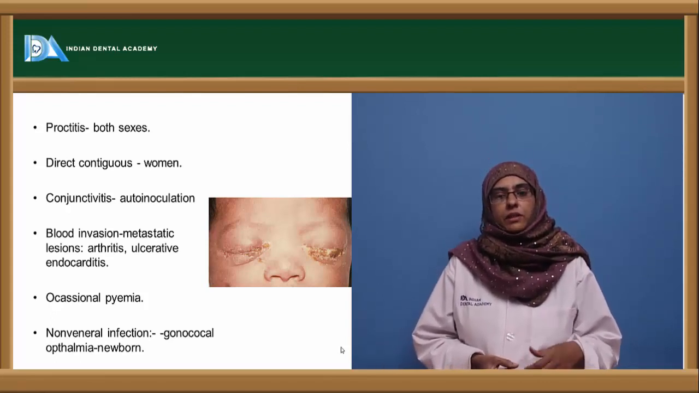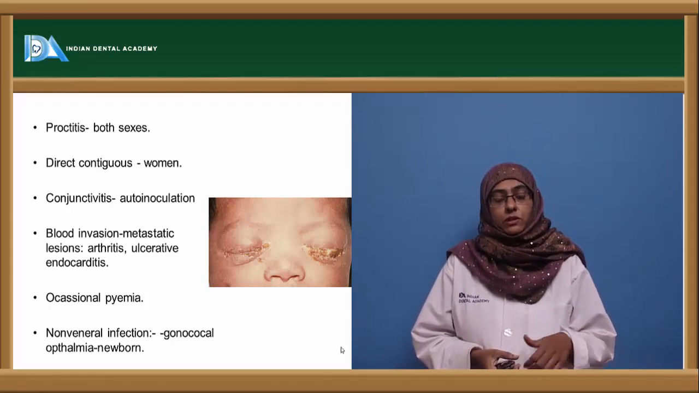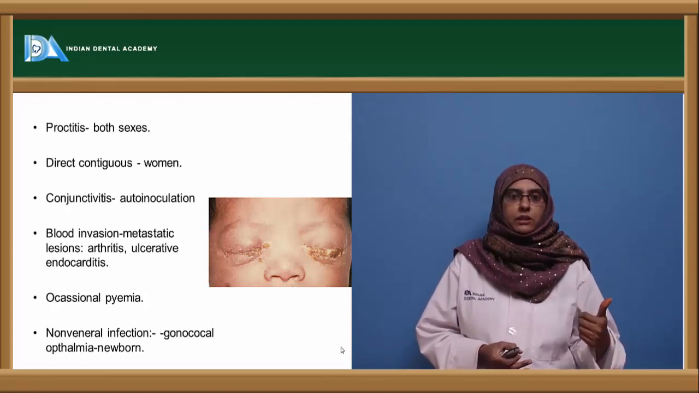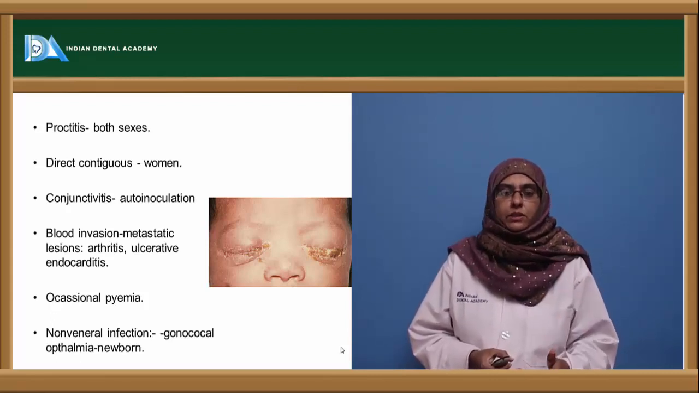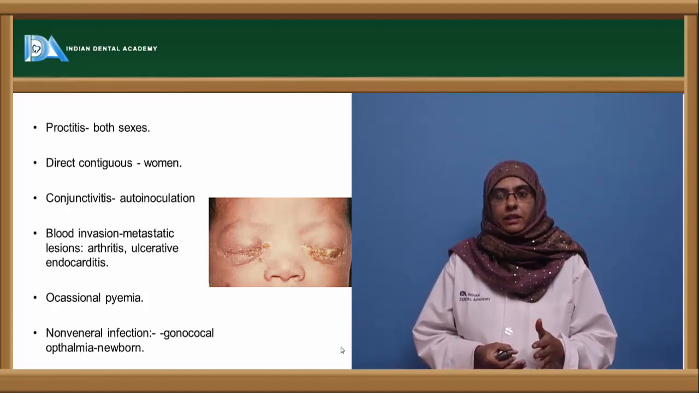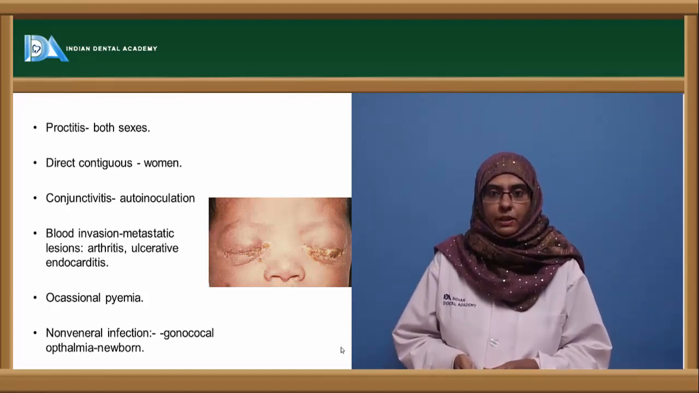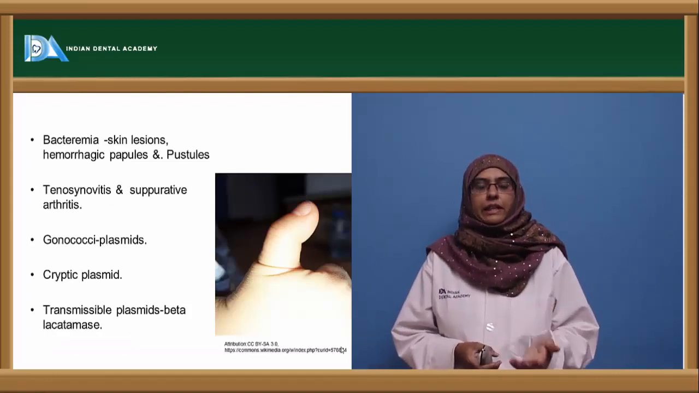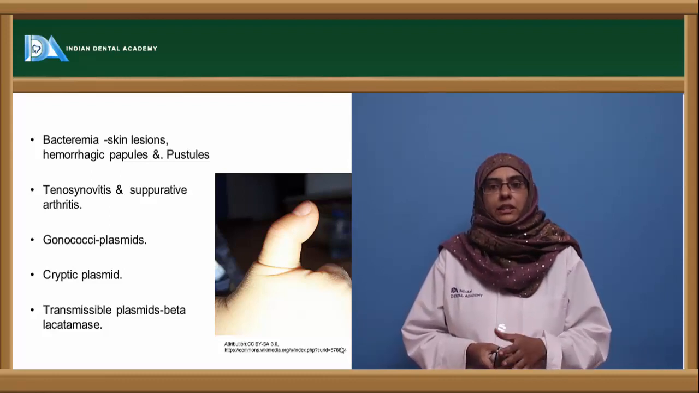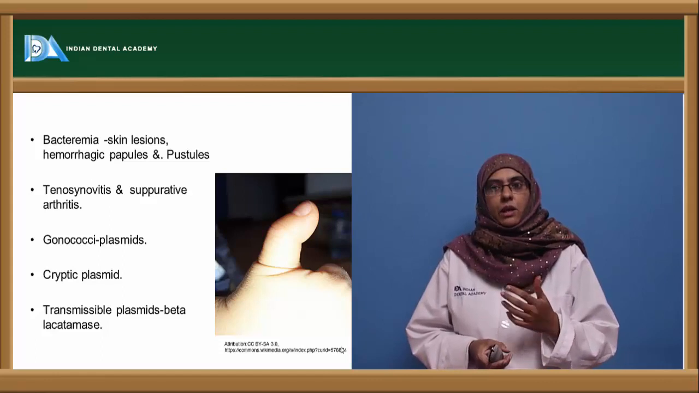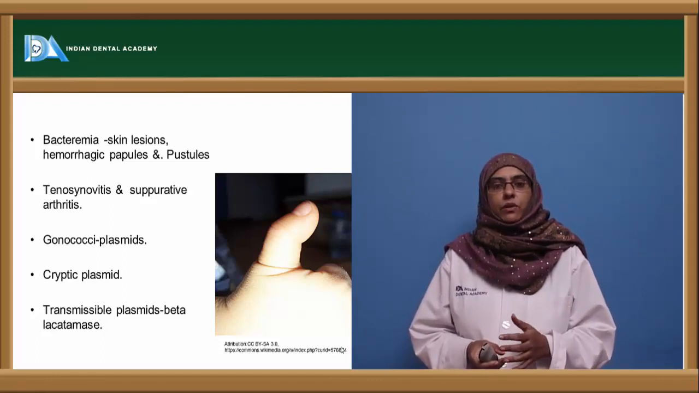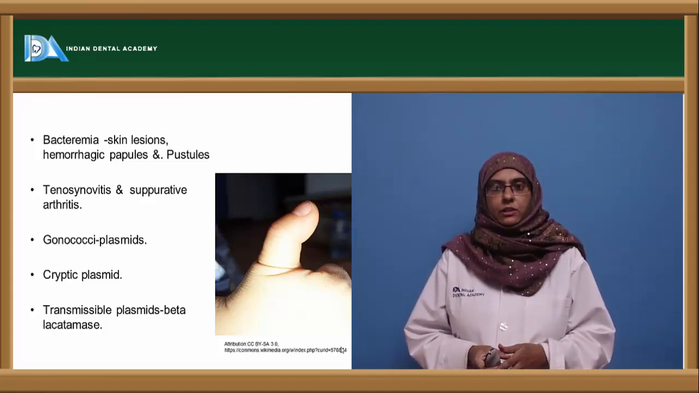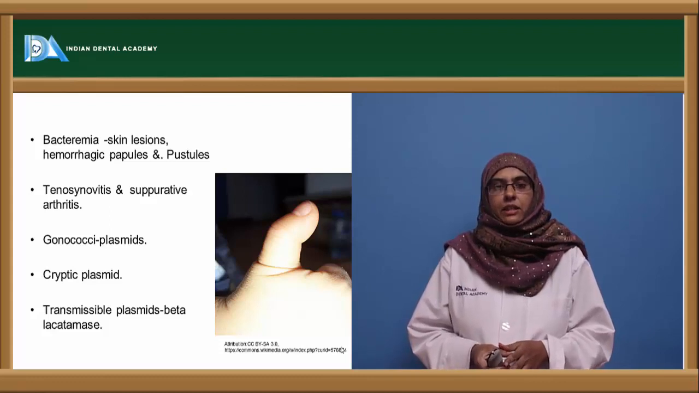Apart from venereal disease, the organism is also able to cause non-venereal infection, mostly in children who are born to infected mothers via vaginal birth. Here it is called a non-venereal infection, also called gonococcal ophthalmia in the newborn. And bacteremia in the newborn can lead to different types of skin infection, that is skin lesions, hemorrhagic pustules or papules involving the hand, forearm, feet and legs, etc., also causing tenosynovitis and suppurative arthritis of the knees, wrist, ankles, etc.